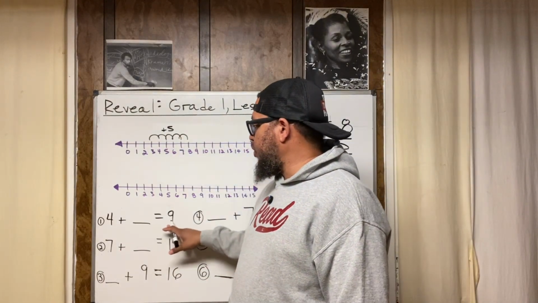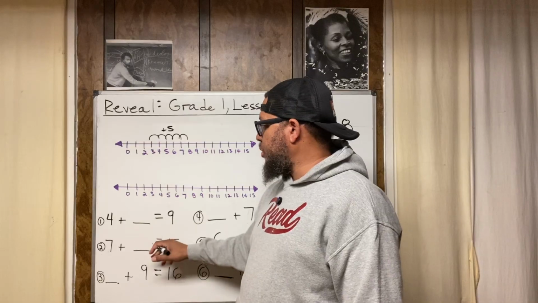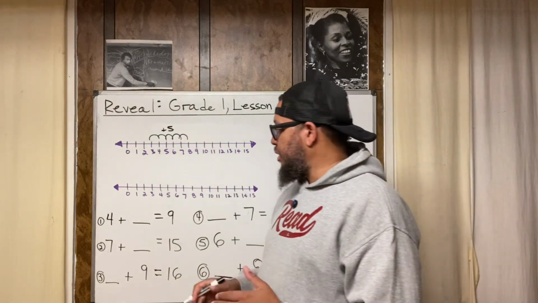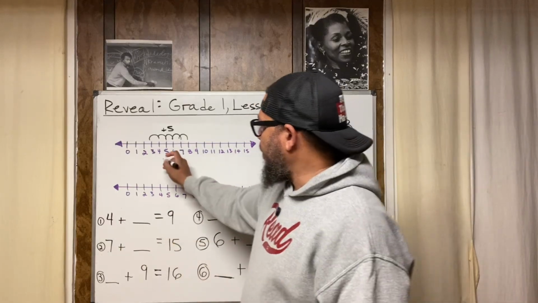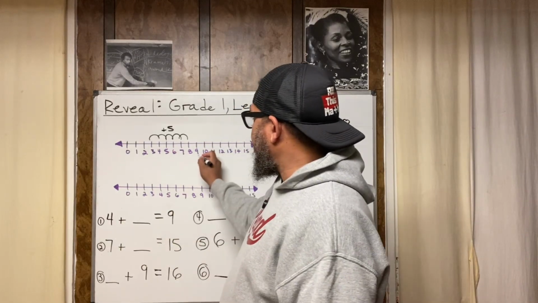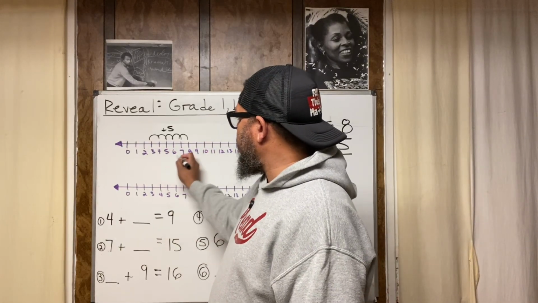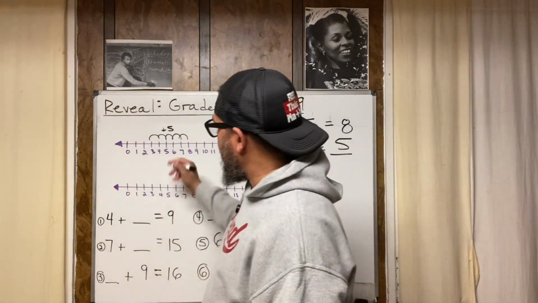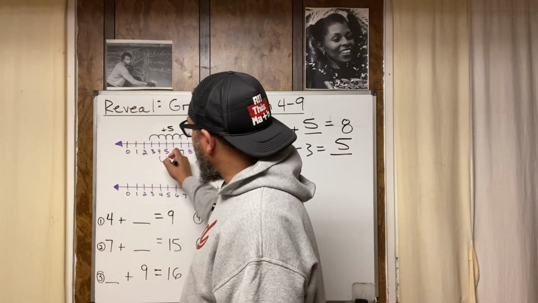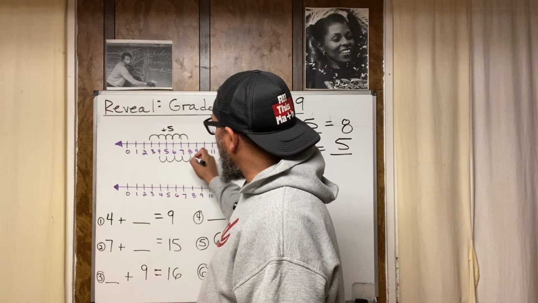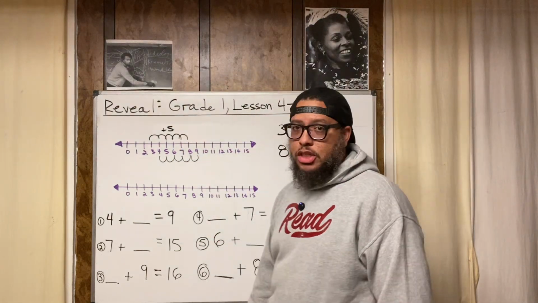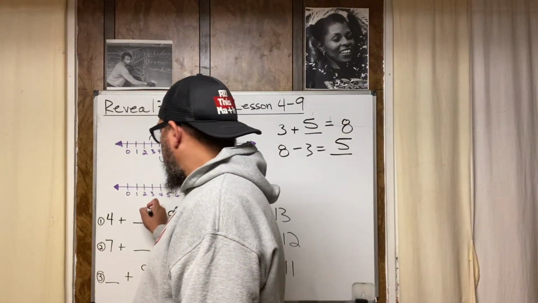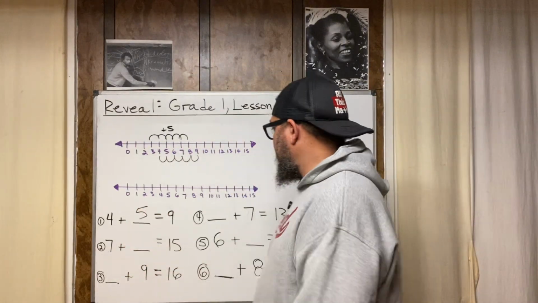4 plus blank equals 9. So what we're really saying is, if we look at the number line, what is the distance between 4 and 9? So if I start here at 4 and I got to get to 9, the distance between 4 and 9 is what number? We represent that by a number. How many jumps? So we go from 4, we go 1, 2, 3, 4, 5. 5 spaces between 4 and 9. So that means 4 plus 5 is 9. All right? And we're looking for the missing number.